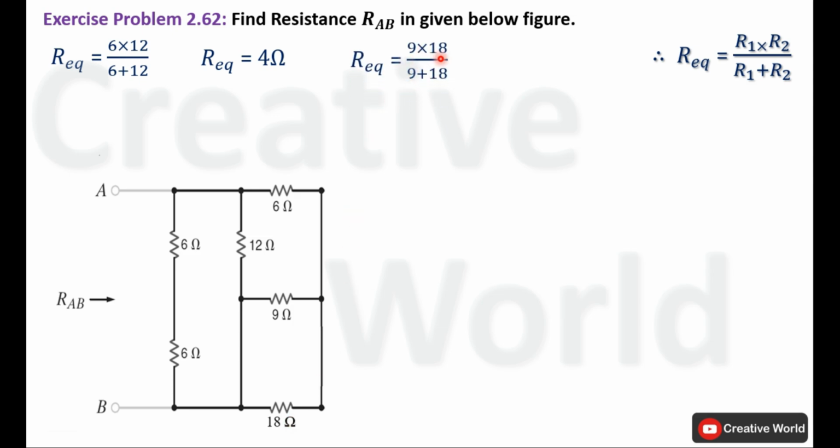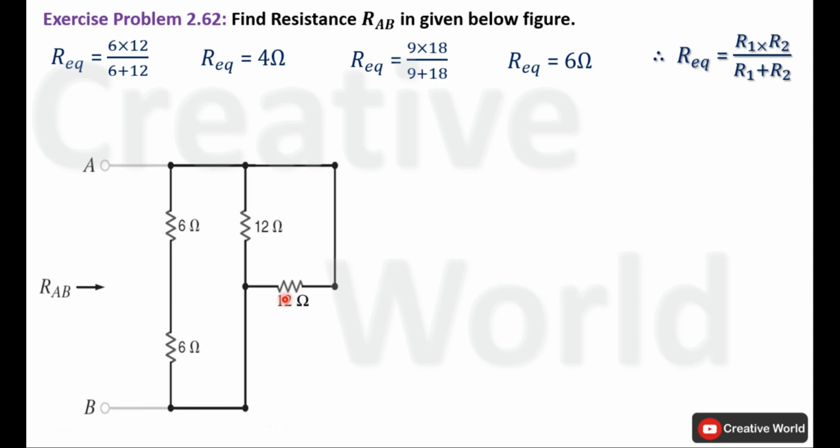Product of 9 and 18 divided by the sum of 9 and 18. Product of 9 and 18 will become 162 and sum of 9 and 18 will become 27. 162 divided by 27 will become 6 ohm. So we can replace these two resistances with a single resistance that will have the value of 6 ohm, and that 6 ohm will be in series with this 6 ohm. So their sum will be 12 ohm. We can replace these three resistances with a single resistance having the value of 12 ohm.